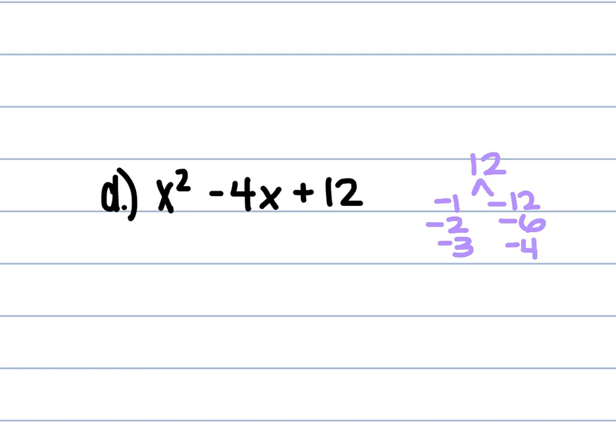Do any of these add up to be a negative 4? No. This is a negative 7, this is a negative 8, this is a negative 13. Because none of these add up to be a negative 4, this one is prime.